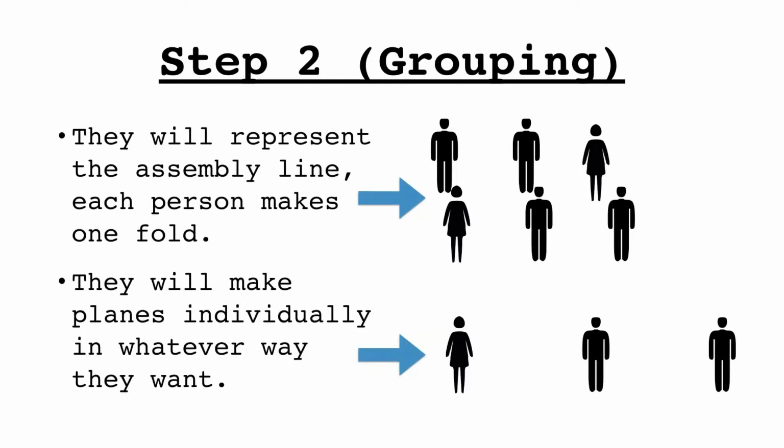Now the groups are going to represent the assembly line. So each person is going to make one fold and pass it on to the next person. And the individuals, these are what we like to call craftsmen. And they're the ones who are going to make the best paper airplanes that they possibly can.